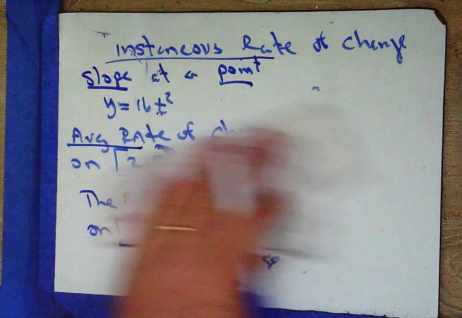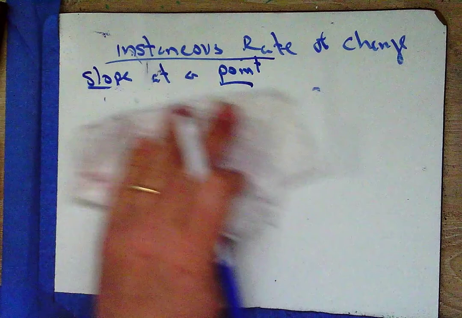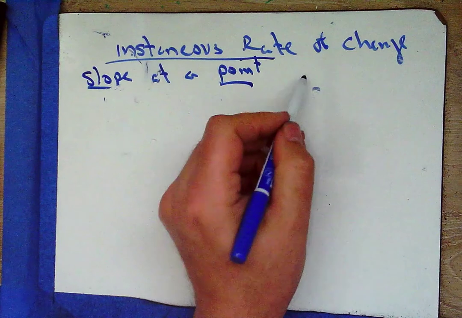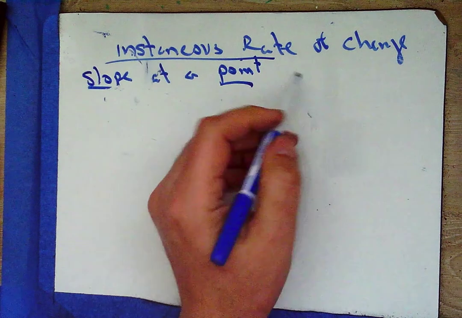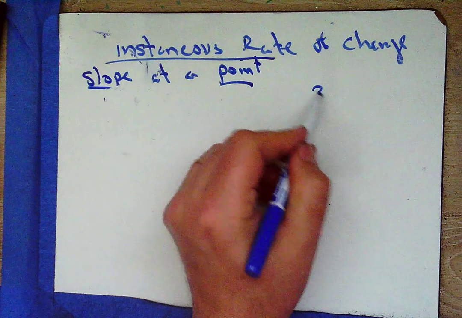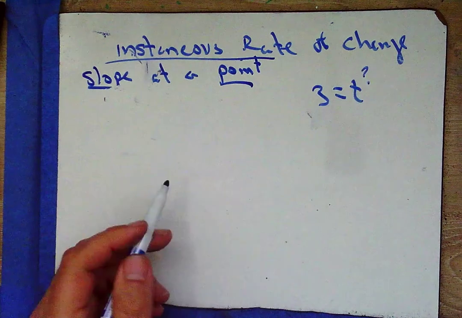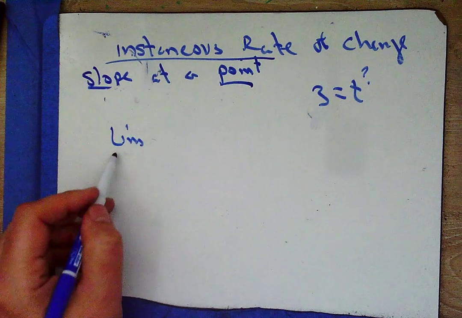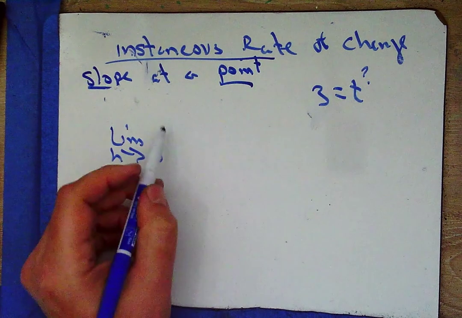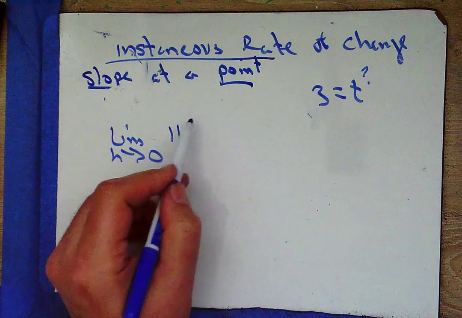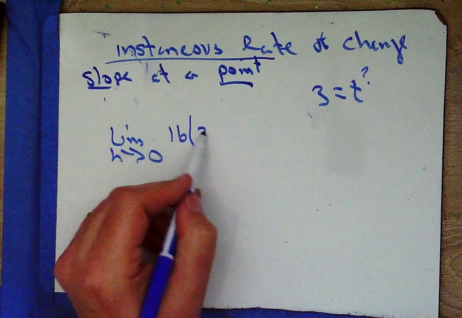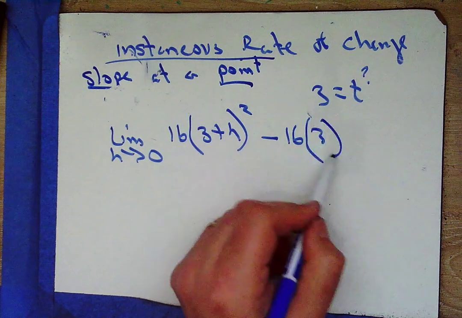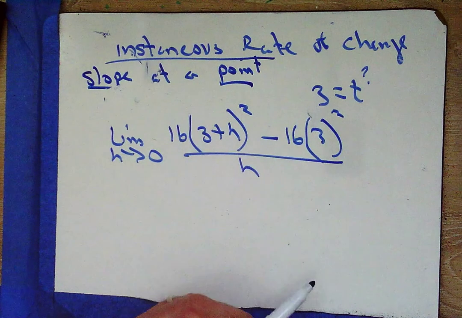But if I were going to use instantaneous rate of change to find slope at a point, then I'd be looking at, and let's say we want to know the slope at 3. So to find the instantaneous rate of change at time equal to 3, we're shown in the example problems to do the limit of 16(3 plus h) squared minus 16(3) squared all over h.